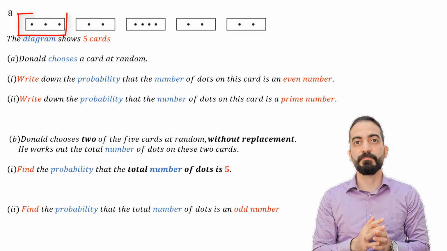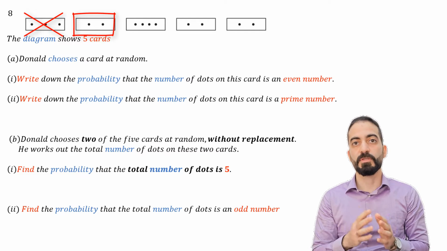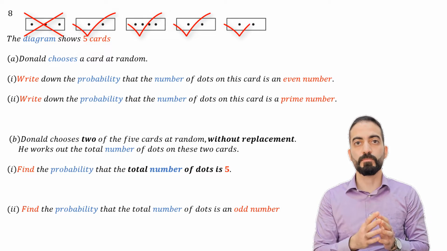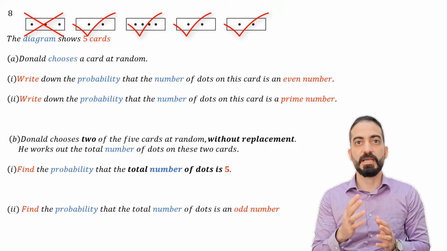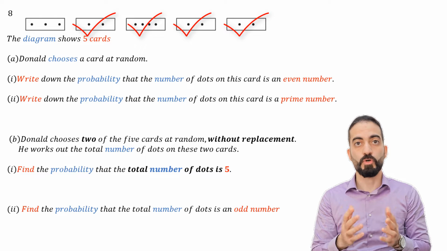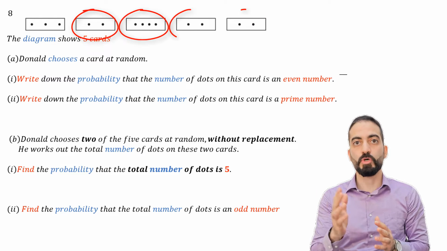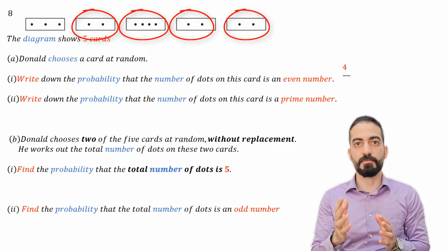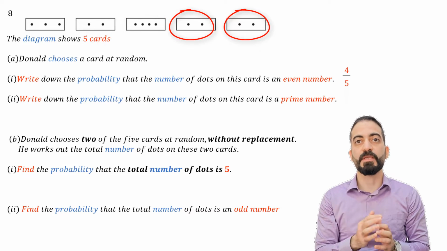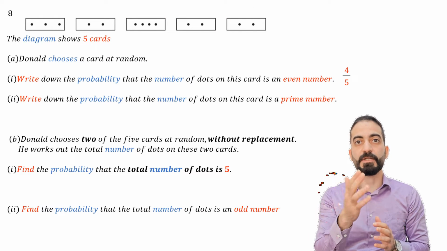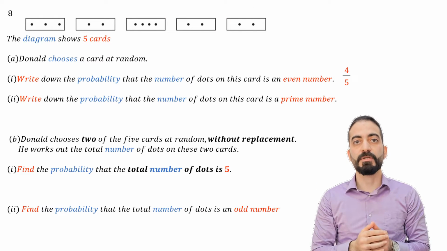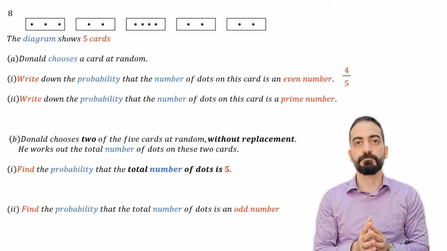Here we have 3, not an even number, and here we have 2, 4, 2 and 2. All of these are even numbers and their number is 4: 1, 2, 3, 4, meaning that the probability is 4 over 5. 4 is the number of even numbers and 5 is the number of all of them.